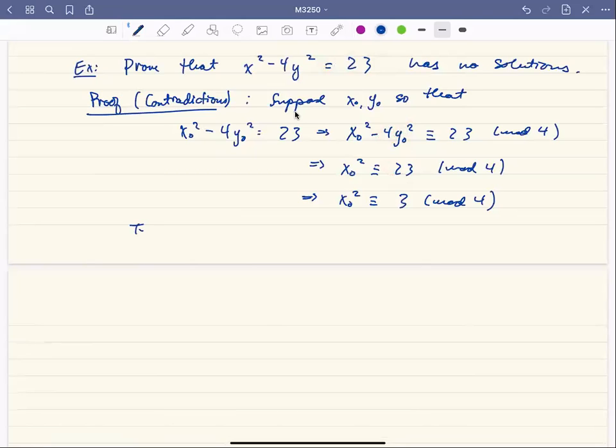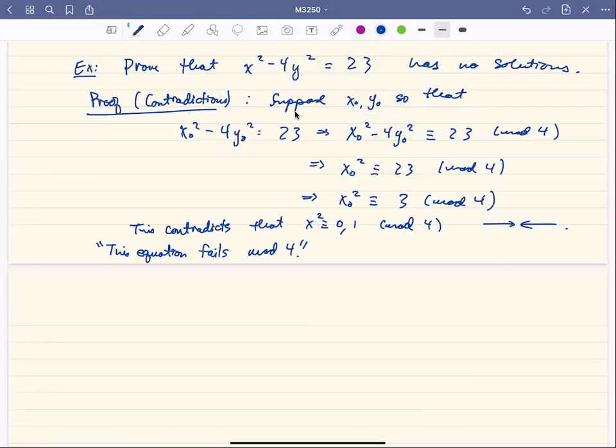This is a contradiction. And this contradicts that x squared has to be congruent to 0 or 1 mod 4. And therefore, if we got a contradiction, then there must be no integer solutions, x naught, y naught, to this equation. Okay, and so the jargony way that we would say this is that this equation fails mod 4. Okay, so that's exactly how we would say that.